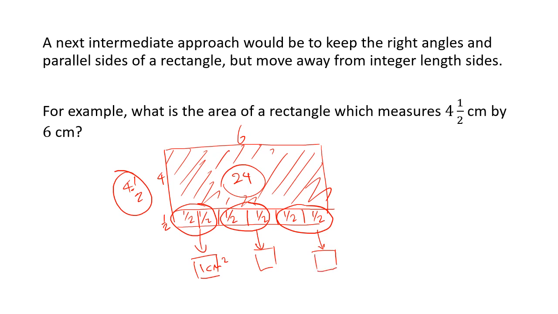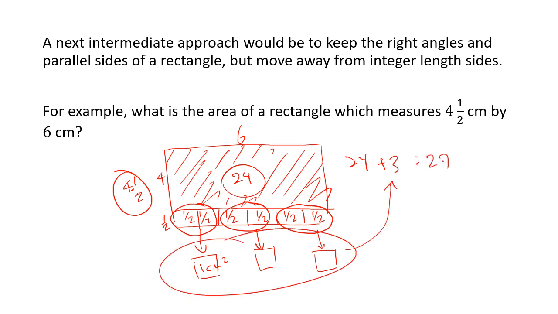So now we could count up 24 plus these 3 makes 27. So my area here would be 27 centimeters squared. Now, eventually, we're going to want to get to where we're just going to do 6 times 4.5. And so this is going to be my 24 plus 3 there, and get 27 this way.